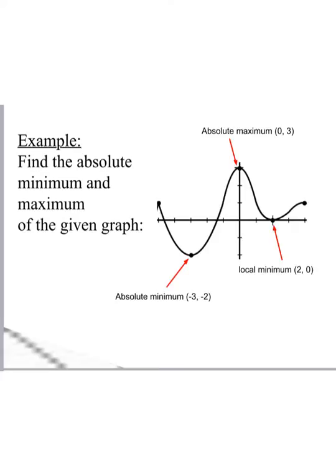So if we look at this graph here, the absolute minimum would be the very lowest point, which is right here. And then the absolute maximum would be right here. But a local minimum is this point right here, because if you think about it, that is the lowest point for this interval. So local is just looking at an interval.